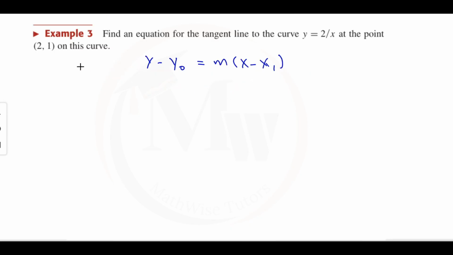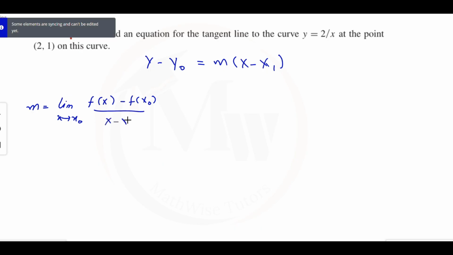So here, first of all, we need to find the slope. The slope is equal to the limit, now I'm using the second one, as x approaches x naught, of (f of x minus f of x naught) divided by (x minus x naught). First of all, what is x and what is x naught? The point given is (2, 1). So here x naught is 2 and y naught is 1.